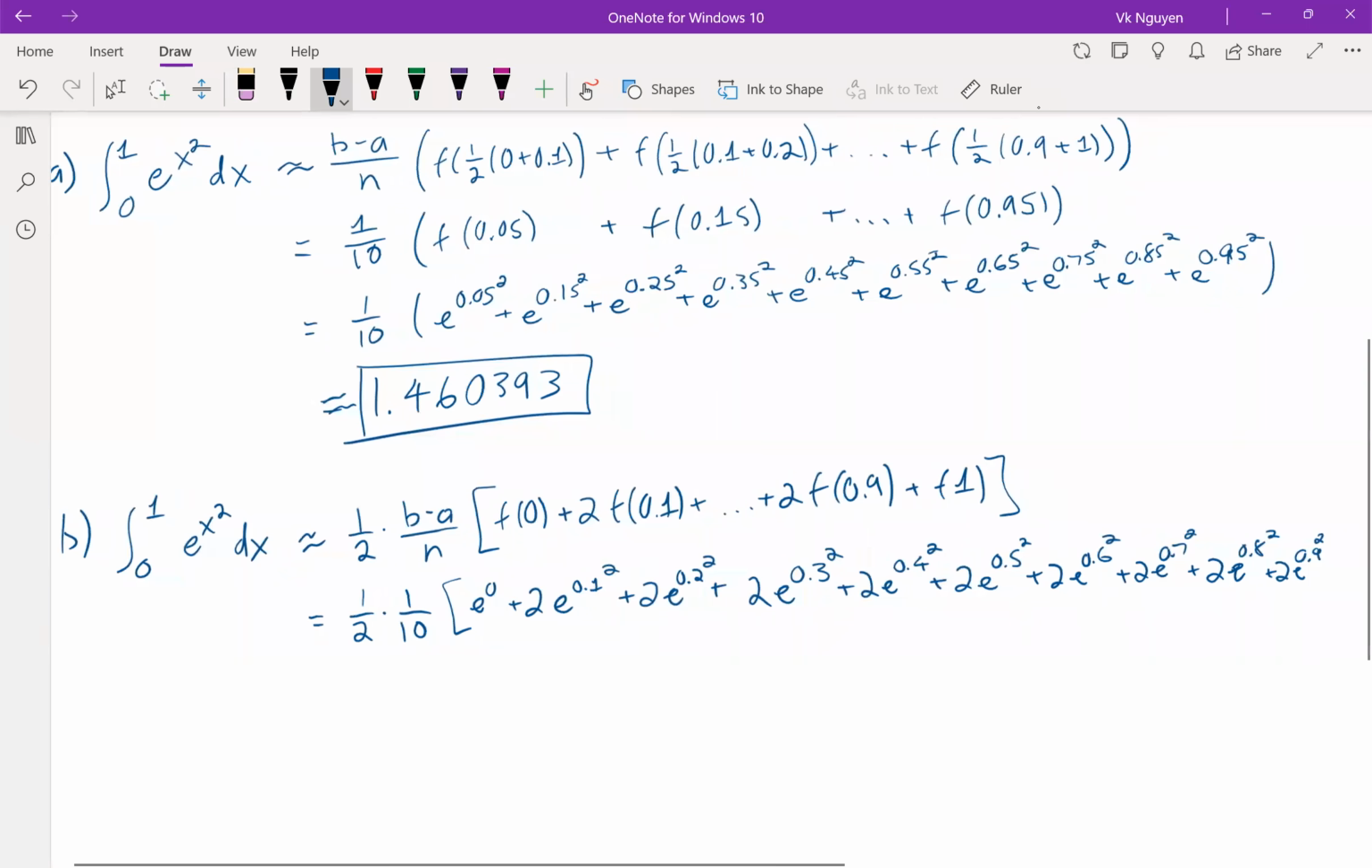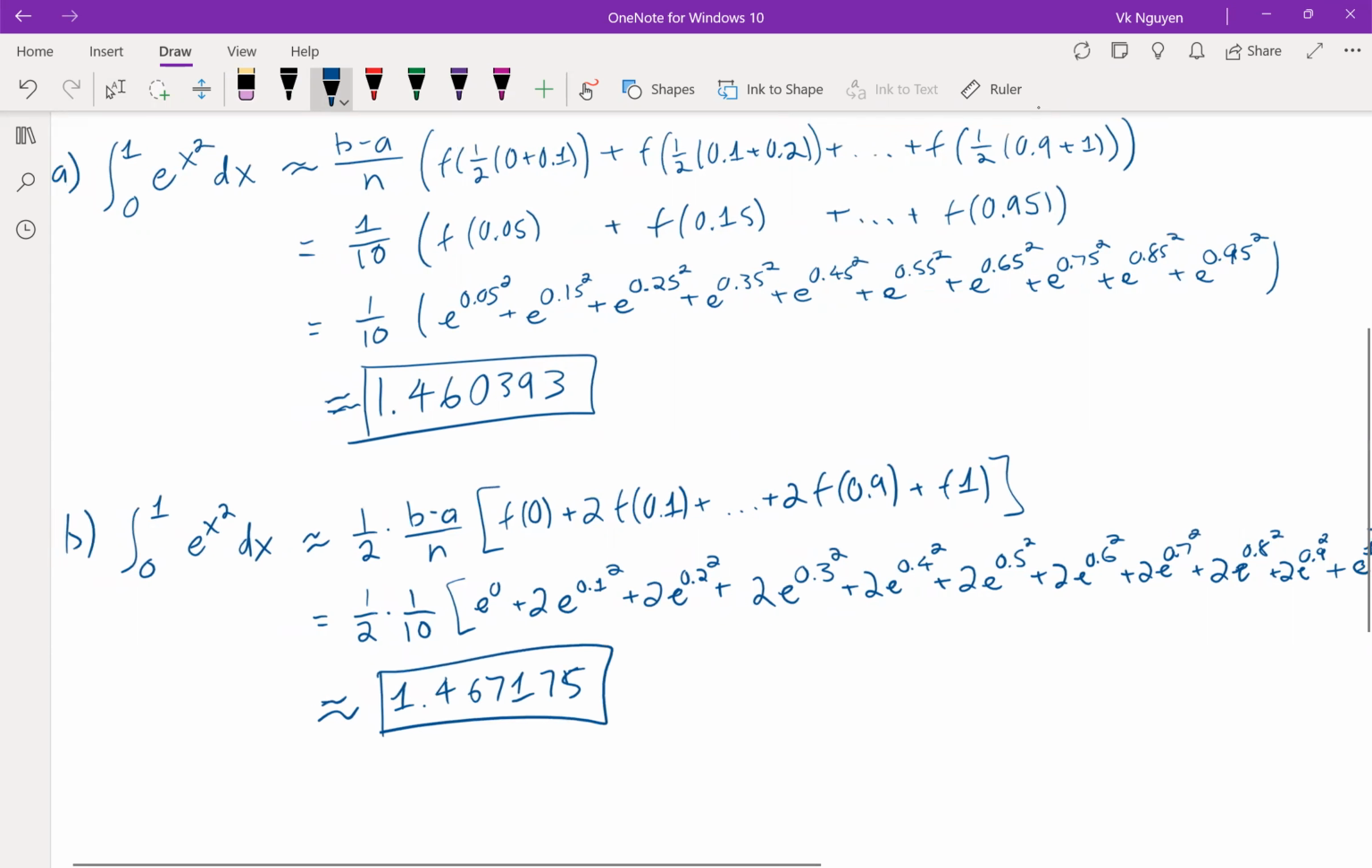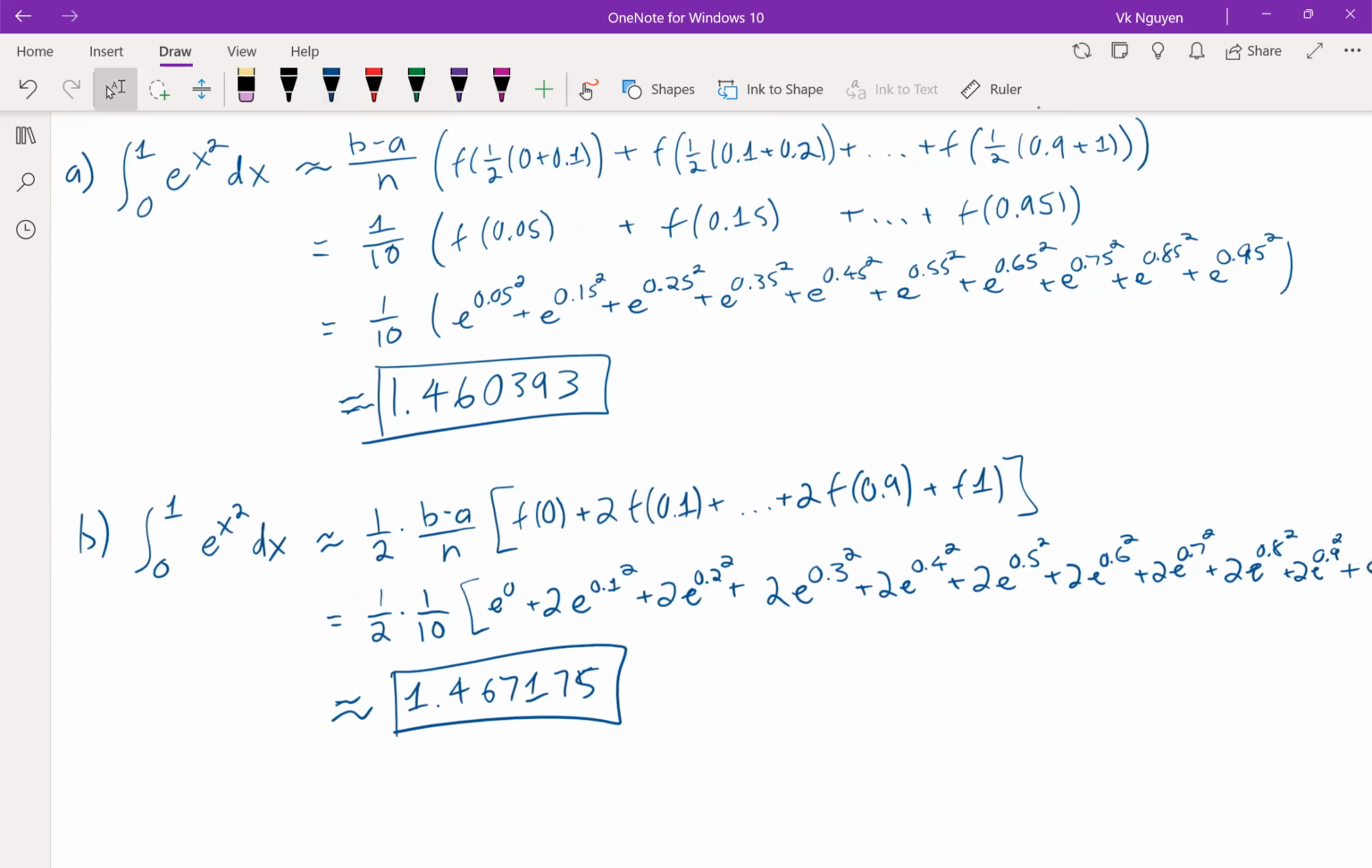And the last one is plus e to the power 1. Yay! Plug this in the calculator and we have 1.467175 approximately. A little overestimate compared to the midpoint rule.